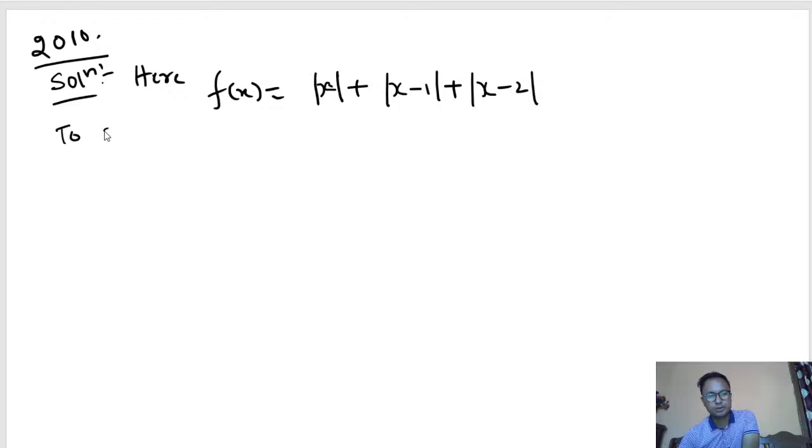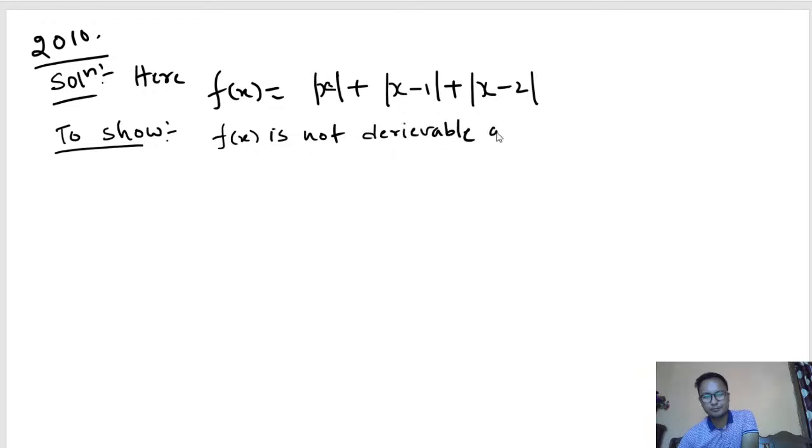Now what we have to show is that f(x) is not derivable at x equal to 2. At x equal to 2, we have to show the function is not derivable. Okay.